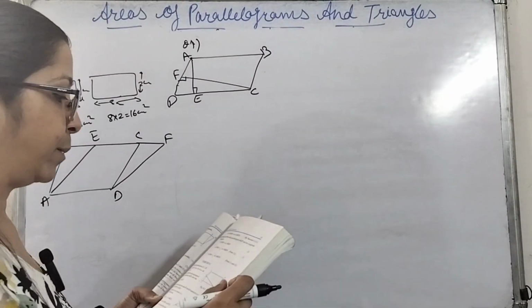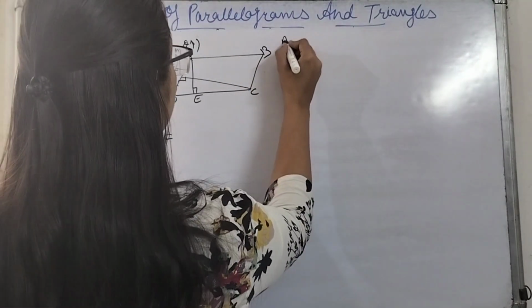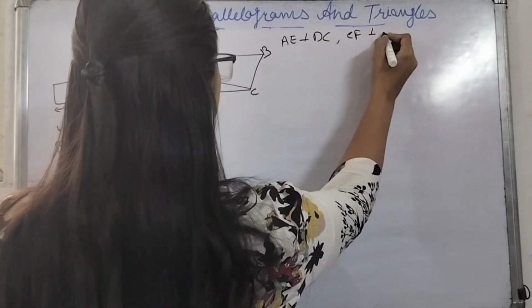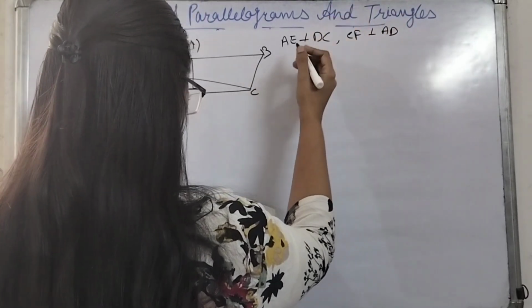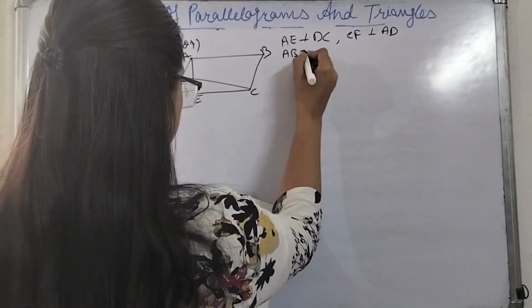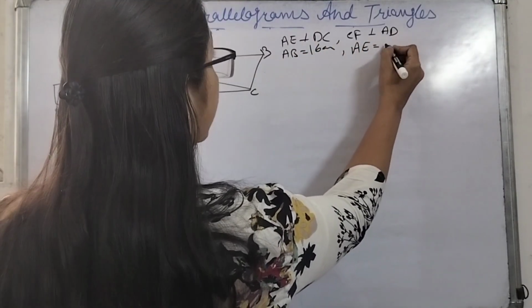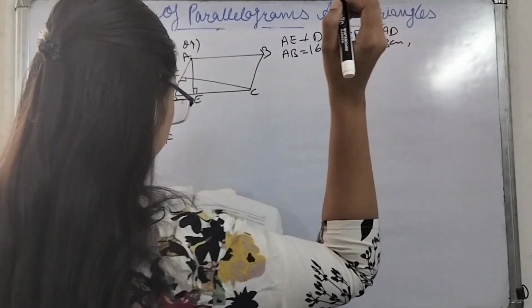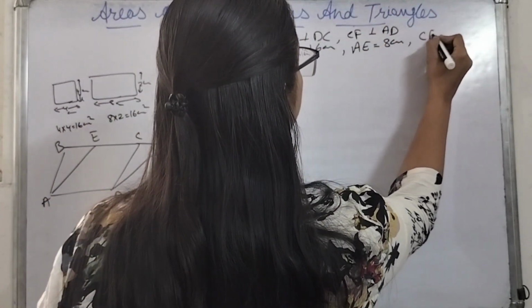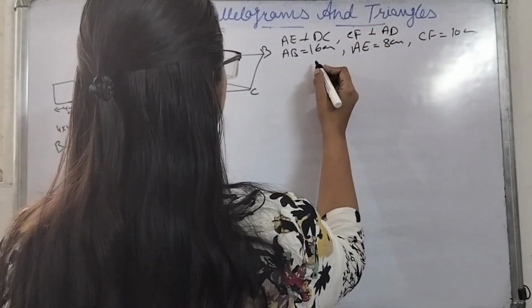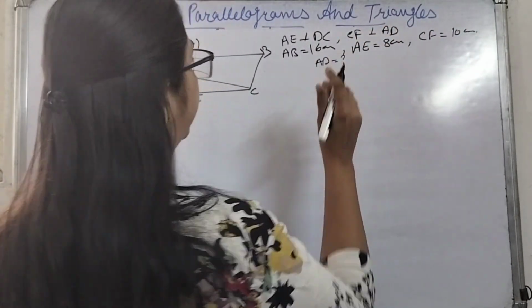ABCD is a parallelogram. AE is perpendicular to DC and CF is perpendicular to AD. AB is given to us as 16 centimeter. AE is given to us as 8 centimeter. And CF is given equivalent to 10 centimeter. We have to find the value of AD.